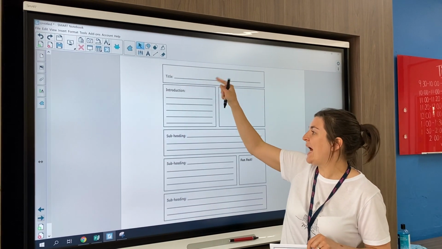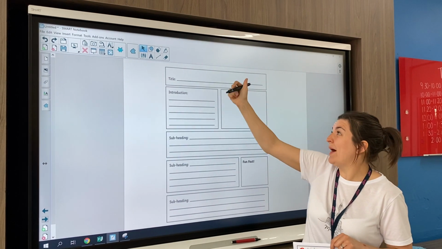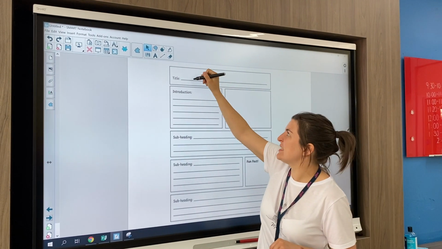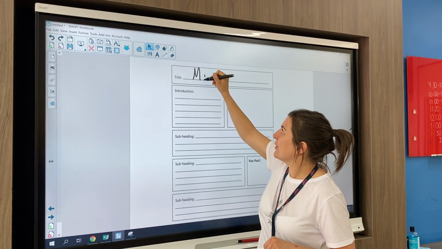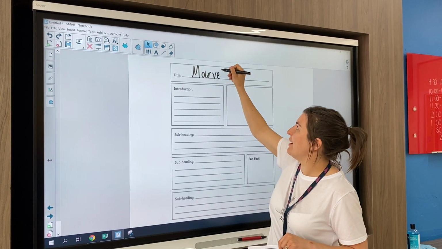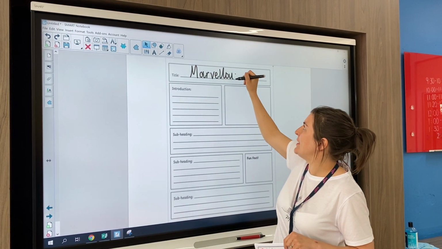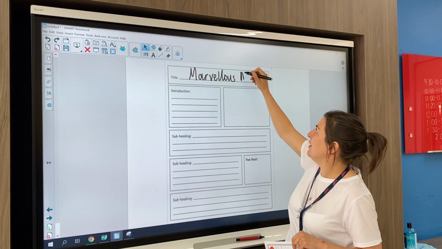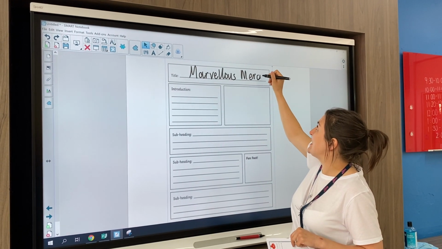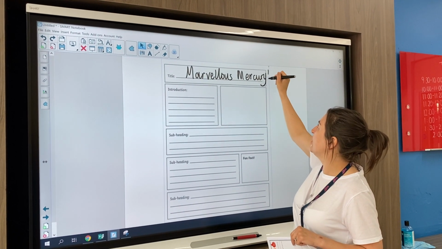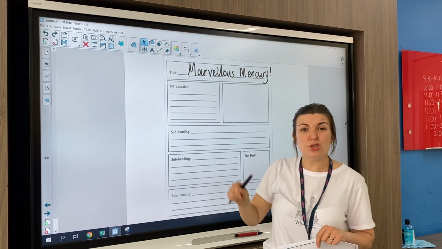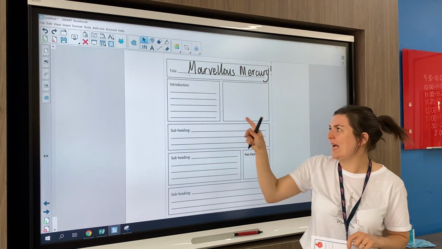So you're planning your title, introduction. So I might think about the kind of things that make your title interesting. So I'm going to use alliteration. So remember, that means the sound at the beginning of the word is the same. So I've got marvellous Mercury. Okay, so an introduction, so just a few facts, not detail in your introduction.